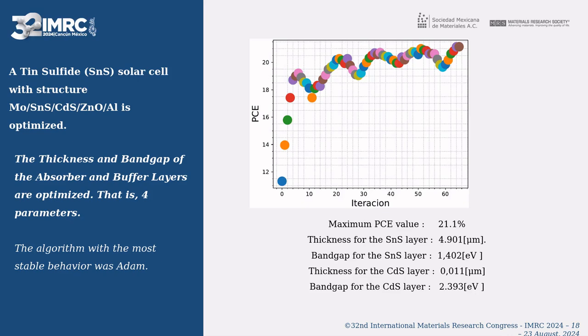Regarding the experiment, the performance of a tin sulfide solar cell with the previously described structure was optimized by adjusting the thickness and the bandgap of the absorber layer as well as the buffer layer. In this case, the algorithm that exhibited the most stable behavior was the adaptive moment estimation algorithm, best known as ADAM, resulting in a maximum PCE of 21%, with the optimal parameters shown on the slide. This process took about 57 minutes on a laptop computer.